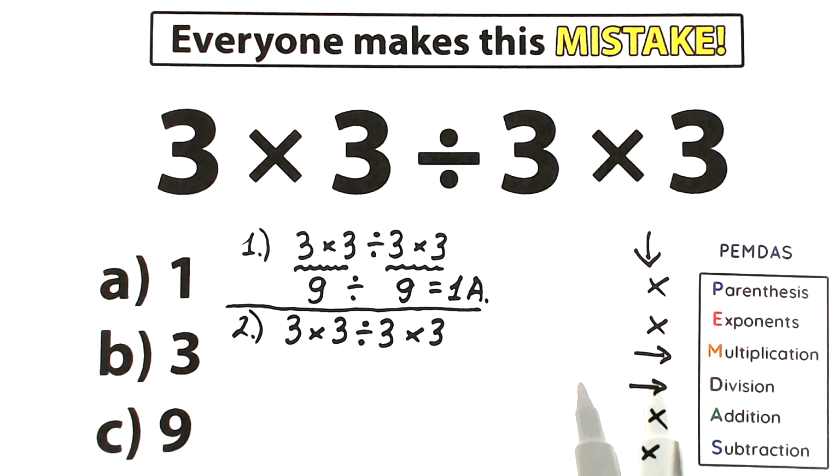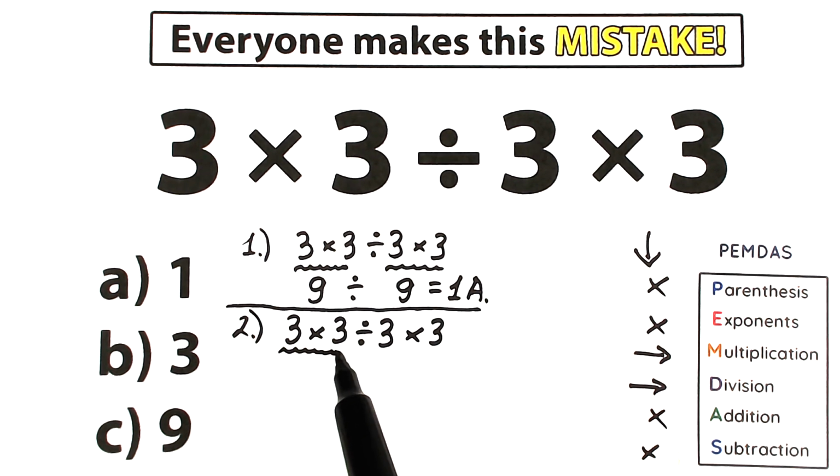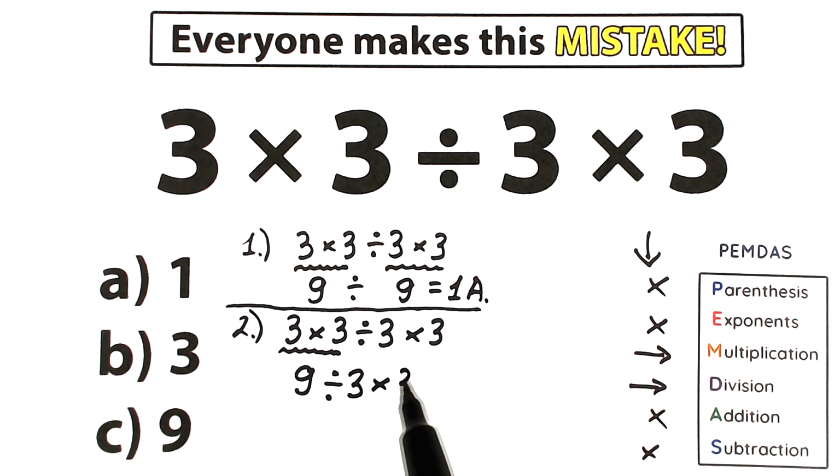How can we solve this multiplication and division part according to PEMDAS order of operation? Here is my answer. We should scan what is the first sign from left to right. We have 3 signs, and the first sign from left to right is this multiplication. So we should multiply it first, 3 times 3, which gives us 9. So we have 9, and we still have this expression: 9 divided by 3 times 3.